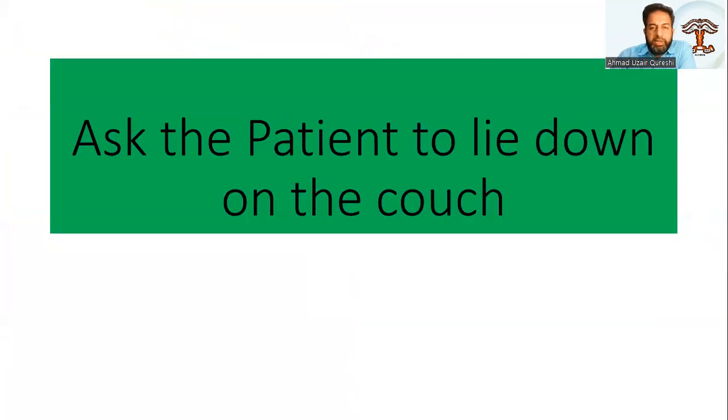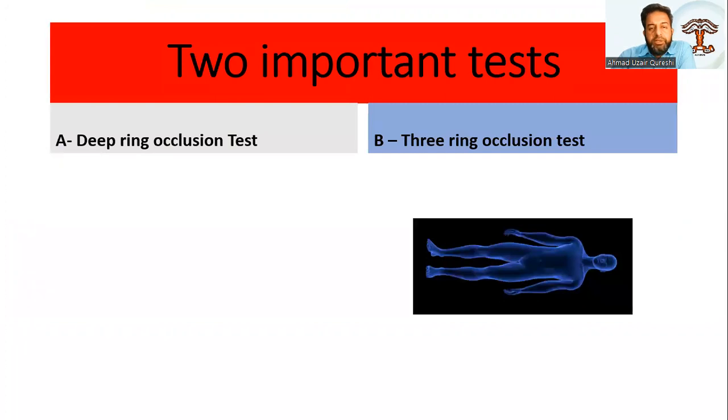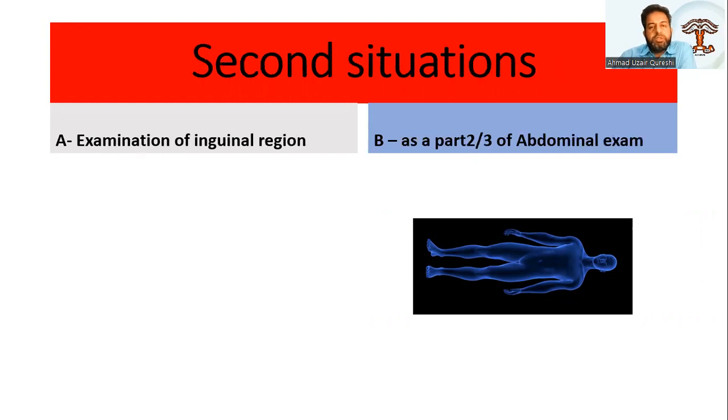Ask the patient to lie down on the couch and do the deep ring occlusion test and the three ring occlusion test. You know this is a reducible hernia, and now you know whether this is a direct hernia or most probably an indirect hernia. Some examiners may ask you to do the rest of the tests, but most examiners would give you leverage if you do these two tests correctly and move forward.